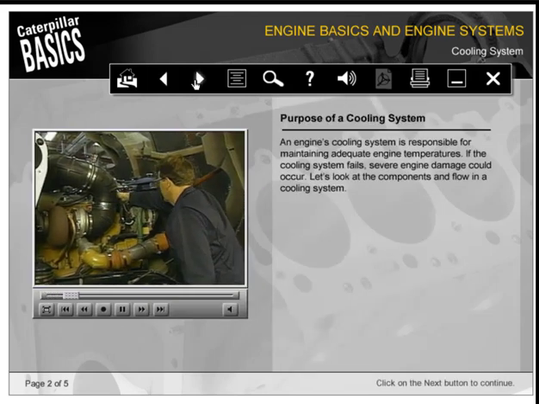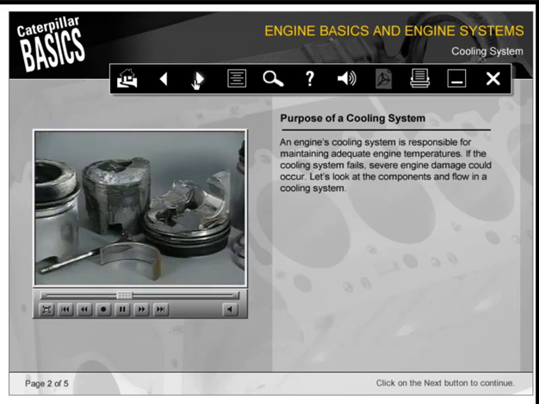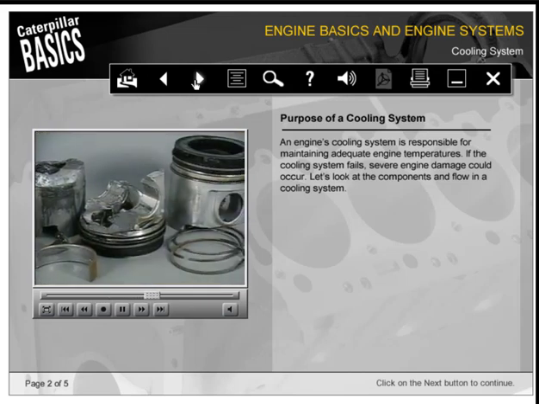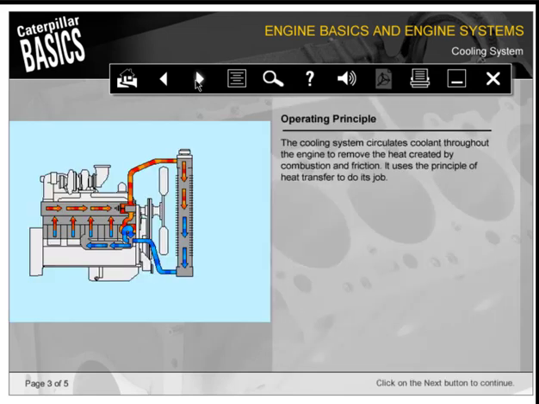An engine's cooling system is responsible for maintaining adequate engine temperatures. If the cooling system fails, severe engine damage could occur. Let's look at the components and flow in a cooling system. The cooling system circulates coolant throughout the engine to remove the heat created by combustion and friction. It uses the principle of heat transfer to do its job.